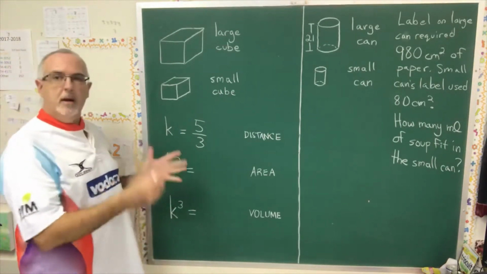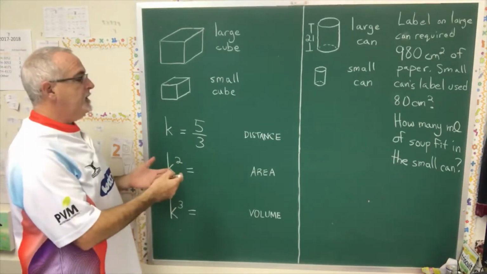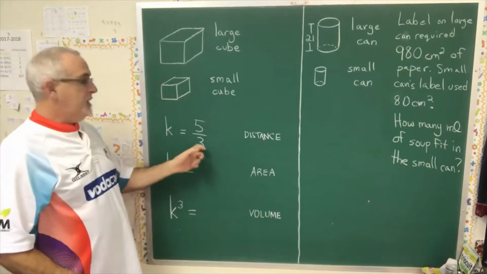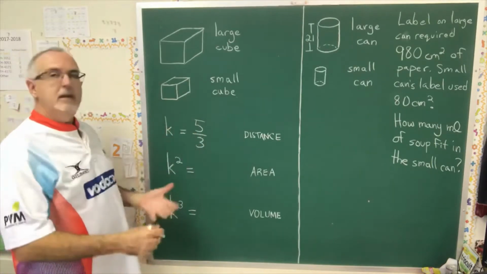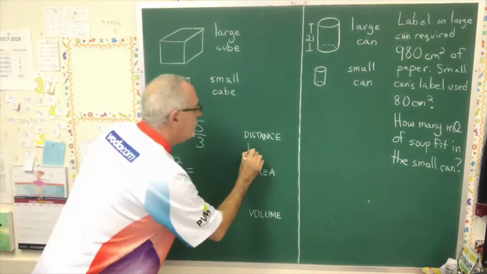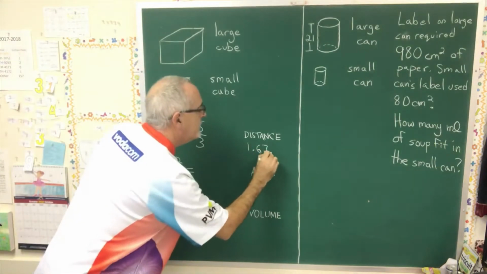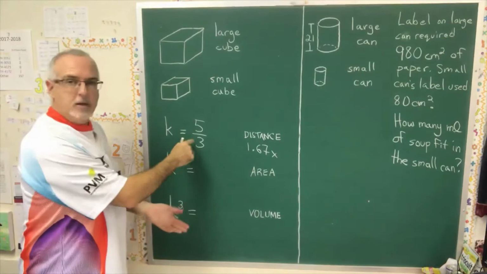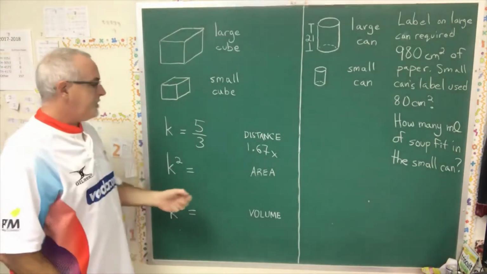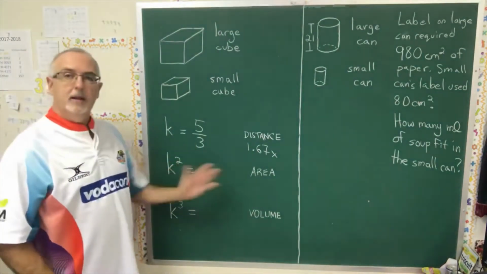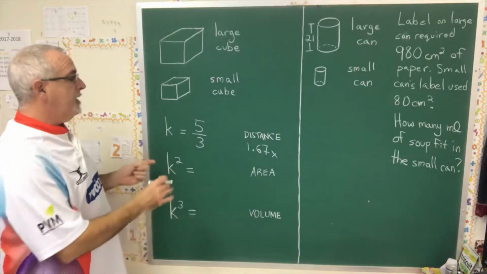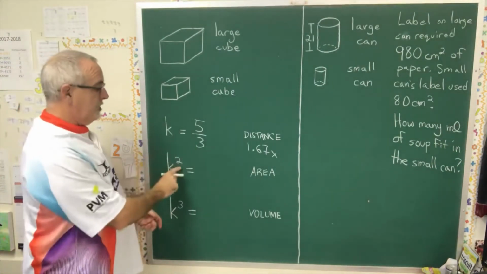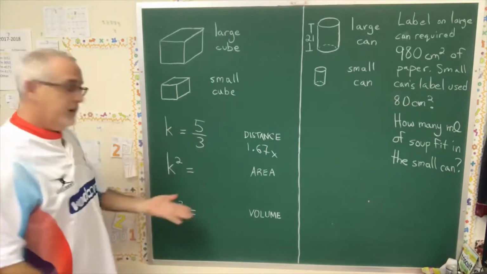Then, if we're working on a problem where we have to deal with the areas of these two shapes, we cannot use this same ratio. 5/3 means the big one is 1.67 times as big as the small one. All I did was convert this fraction into a decimal to get that. But the area relationship is not the same. To get the ratio of the areas, we have to square the k-value. So k squared here is (5/3) squared.